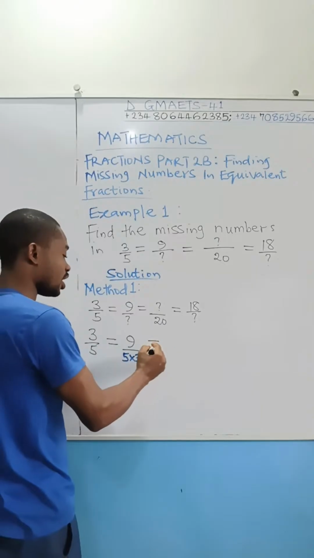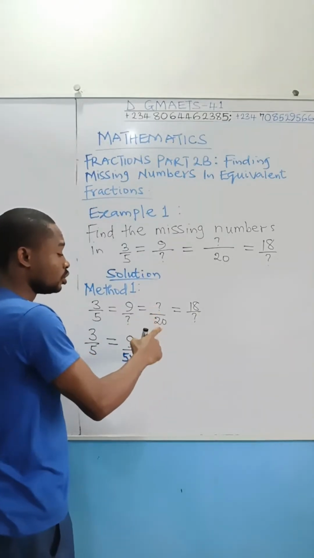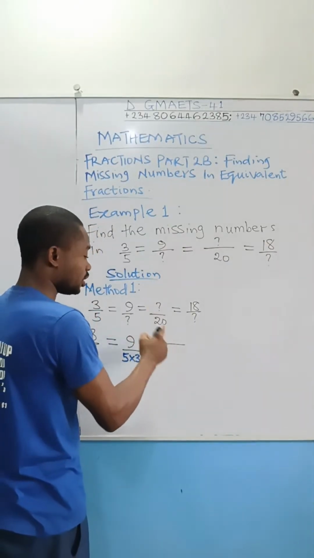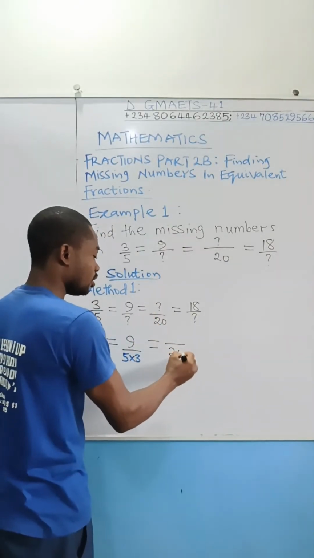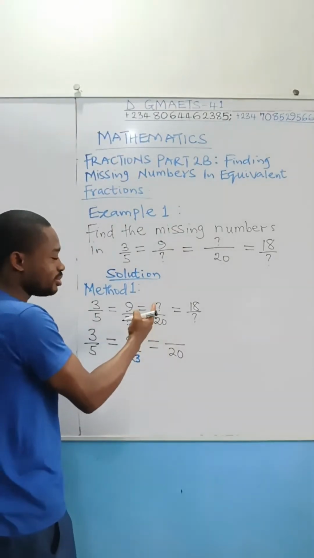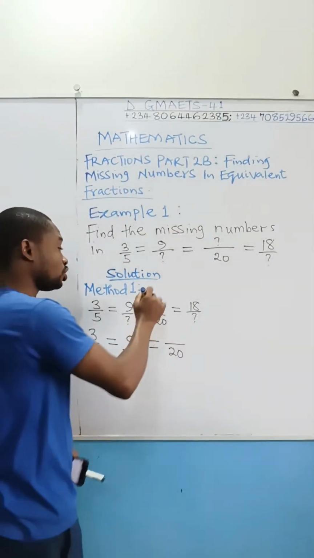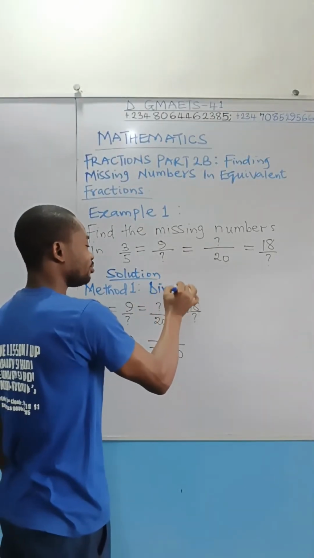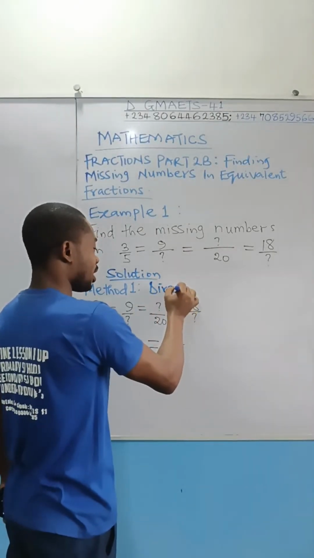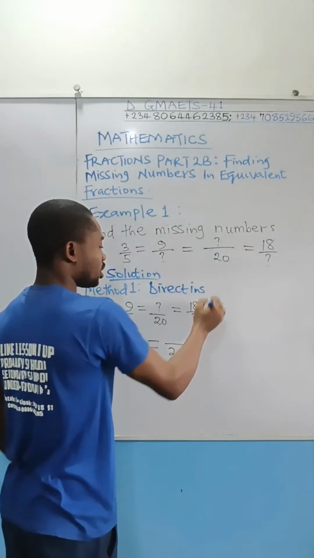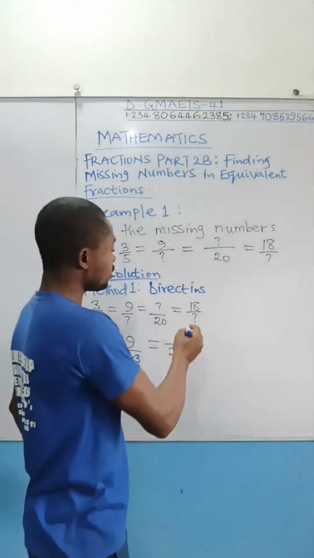Now, we are moving on to the next one. Unknown over 20, that is question mark over 20. So let us see how we can get this missing number. We are using the direct approach, the direct method, that is by inspection. Direct inspection, using multiplication and division.